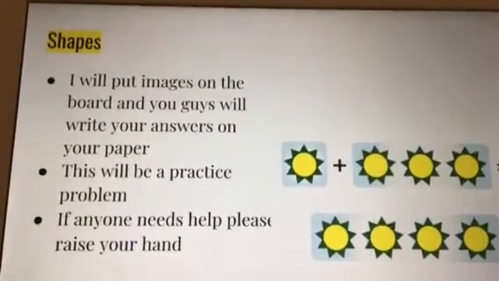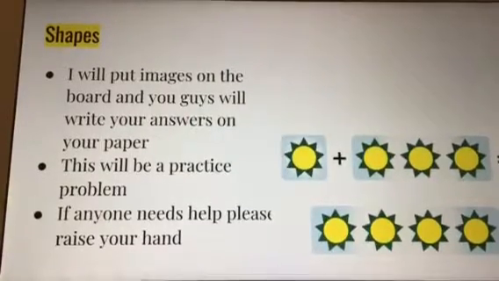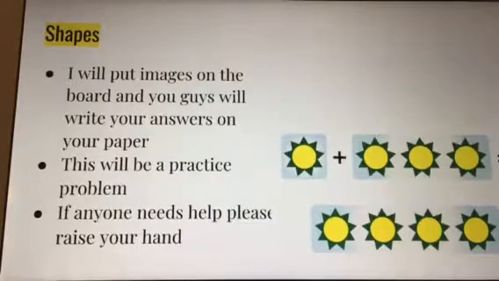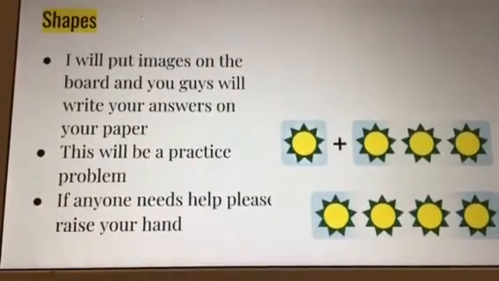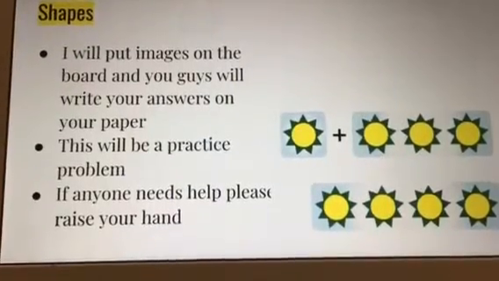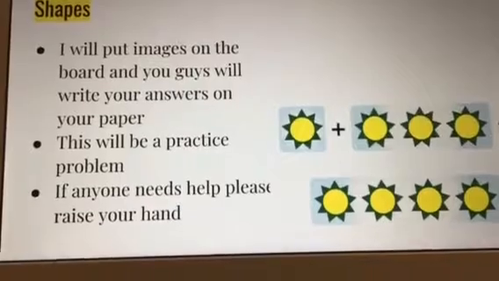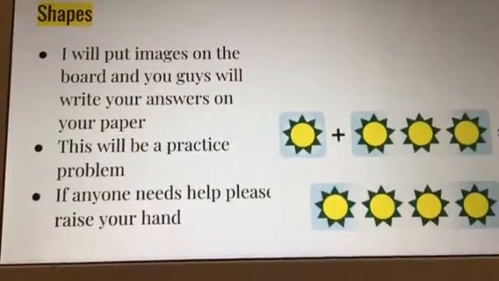So I will put images on the board, and the students will be asked to write their answers on the piece of paper. This image to the right will be the first practice problem, and if anybody needs help, they would just need to raise their hand and I can walk over. So in the image, it shows 1 sun plus 3 suns, which equals 4 suns. So this is just an example of the type of shape images that we will be using for the real problems.